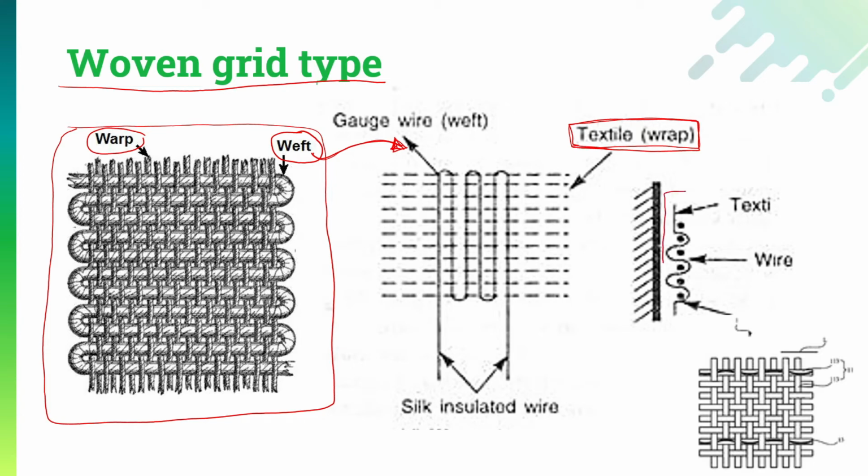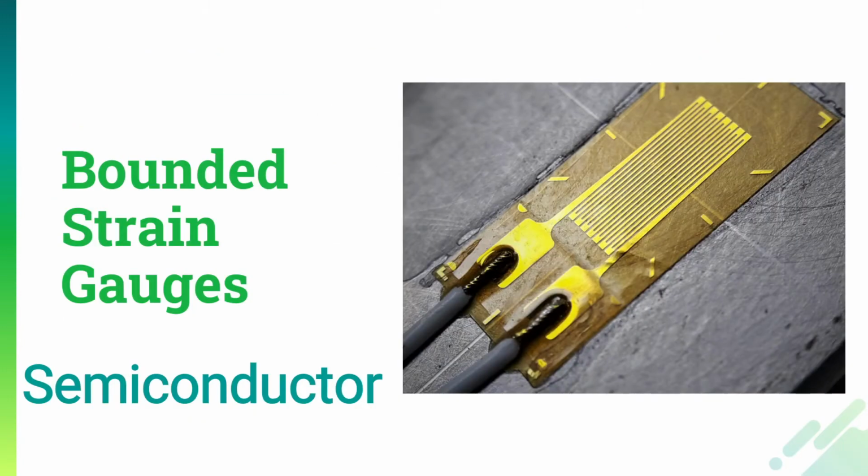Such kind of geometry will be generated in this case. Now, most of the time the Eureka wire is used. Now, what is a Eureka wire? A Eureka wire is basically a constantan material, which is basically the copper nickel alloy, one of the most commonly used materials for resistance strain gauges. So such kind of materials are used in the woven grid type of strain gauges. So this is the woven grid type strain gauges. Now let us move on to the semiconductor category of the bonded strain gauges.